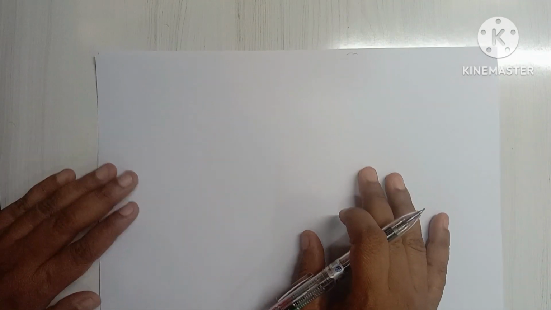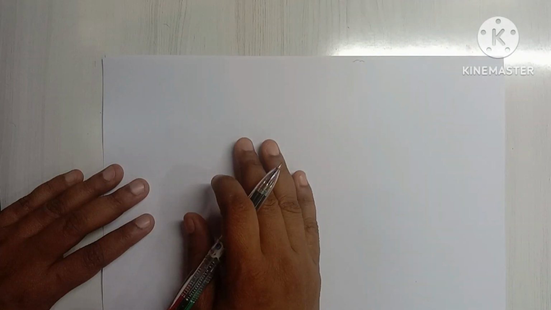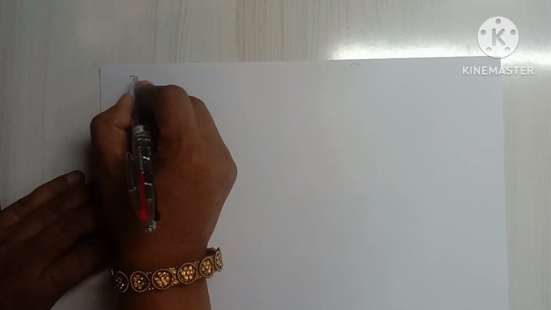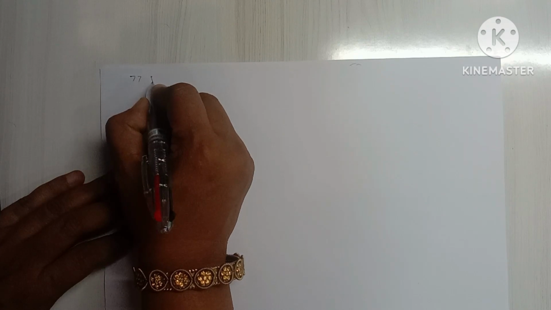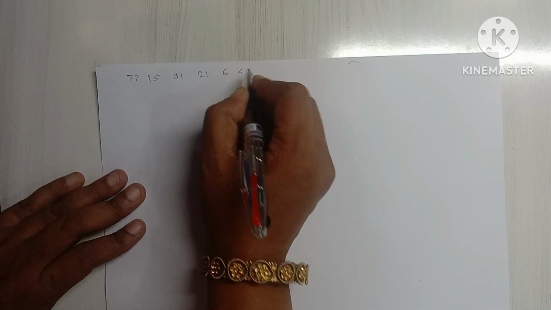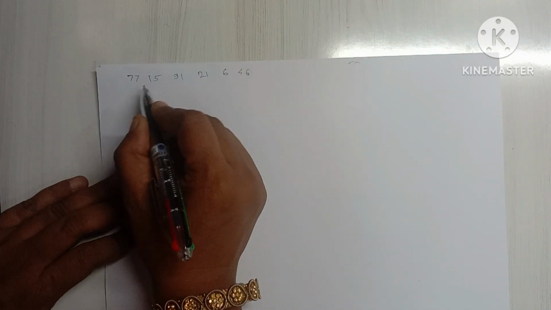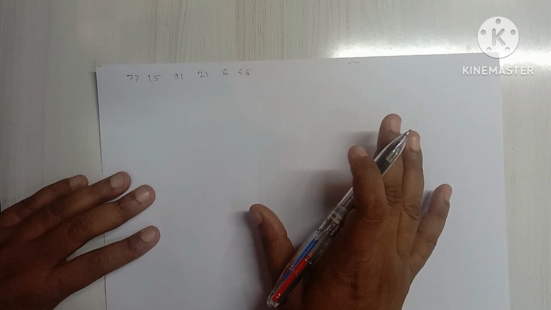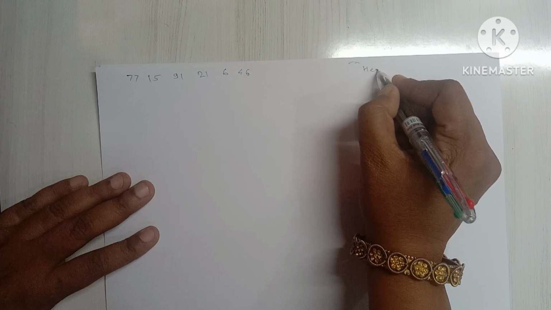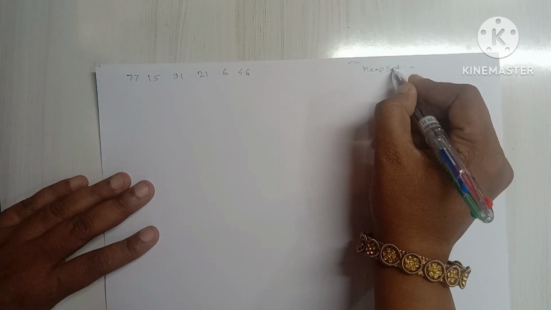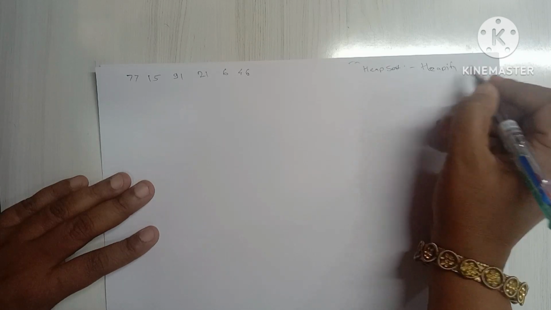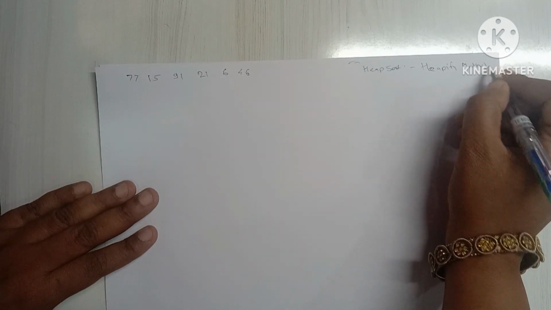In heap sort, we will take the same example that we have seen for the heapify method. Suppose elements are given like this: 77, then 15, then 91, then 21, 6, 46. So these are the 6 elements, and you need to sort them using heap sort. What are the steps for heap sort? As I discussed previously, first we need to apply the heapify method and find the max heap.